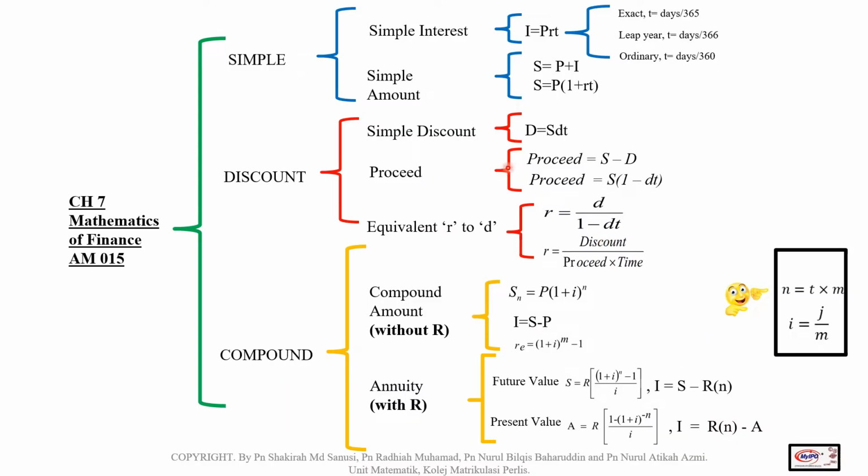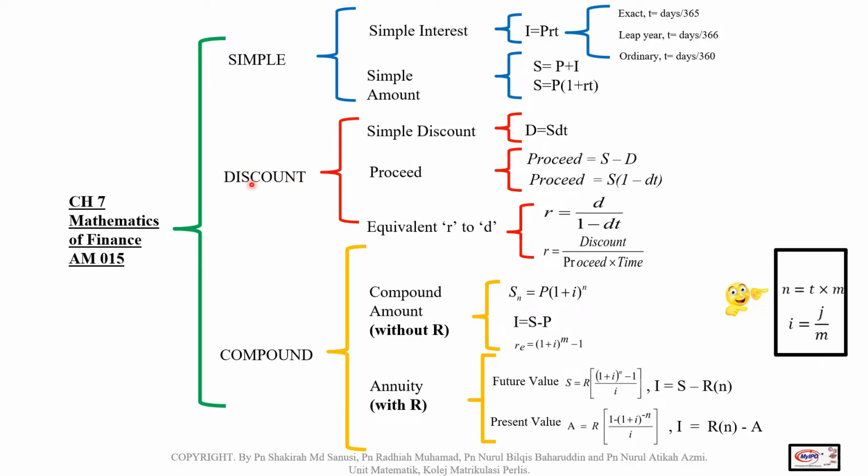First of all, let me show you a mind map about chapter 7, Mathematics of Finance. This mind map shows you the rough idea about chapter 7 as a whole. Here you can see there are 3 things that you will learn. First of all is simple, second is discount, and third is compound. Under simple, there will be simple interest and simple amount. And these are the respective formulas involved in solving simple.